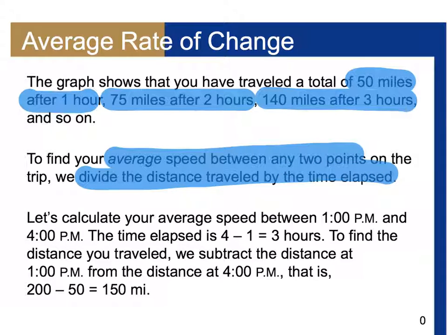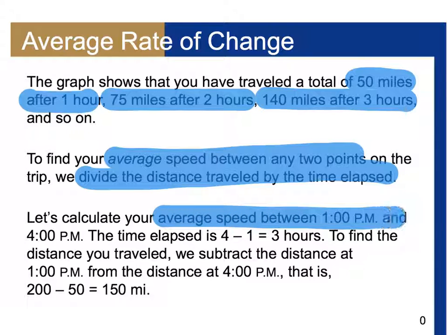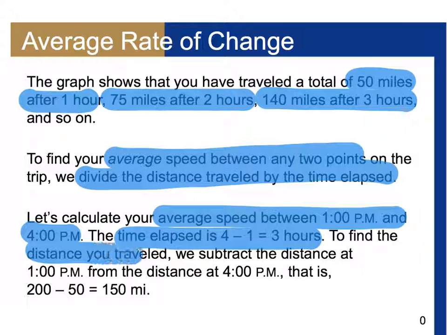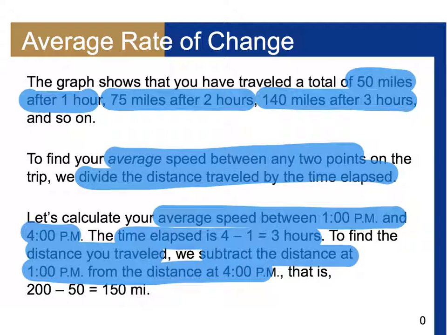Okay. So let's say you want your average speed between 1 p.m. and 4 p.m. Okay. Time elapsed is 3 hours, 4 minus 1. Okay. To find the distance traveled, subtract the distance at 1 p.m. from the distance at 4 p.m. So we take 200 minus 150, or 200 minus 50 to get 150. Okay. So our time is 3 hours, and our distance traveled is 150 miles.